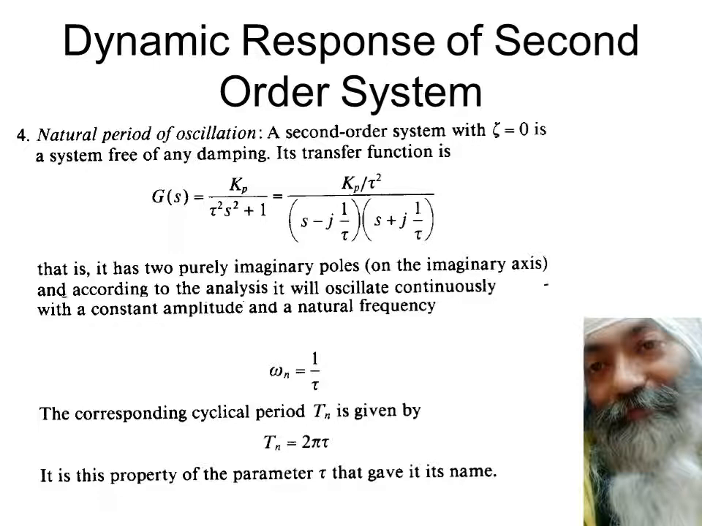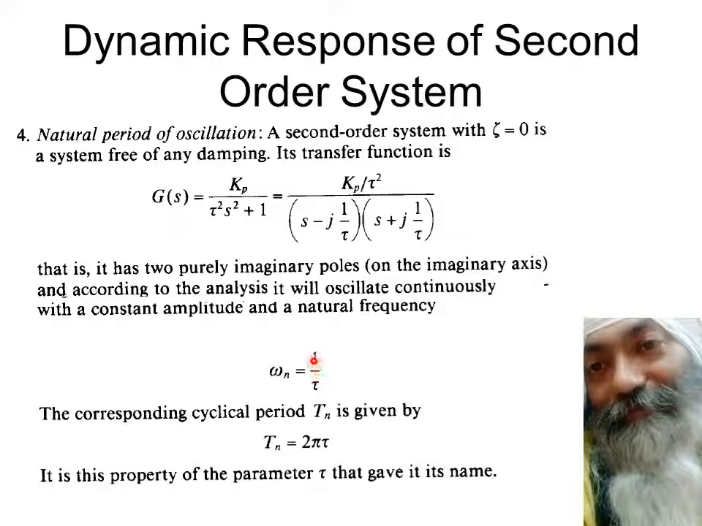is equal to 0. In that case the equation will become, as you can see over here, kp tau square z square plus 1. The term 2 zeta tau is missing because zeta is equal to 0, and in that case this can be split. You can find the roots into these two parts. These are purely imaginary poles, and being purely imaginary poles, you can see that in this case omega n is equal to 1 upon tau.